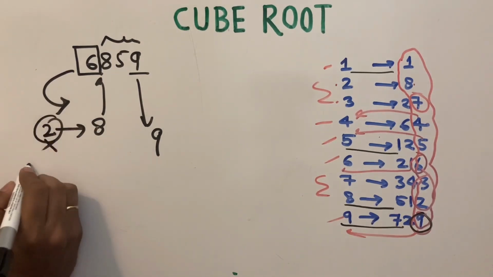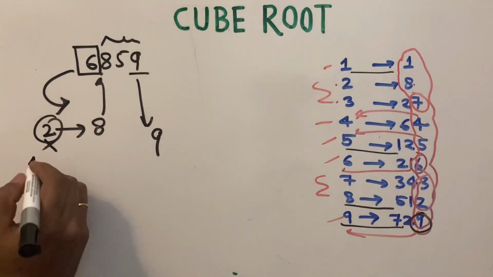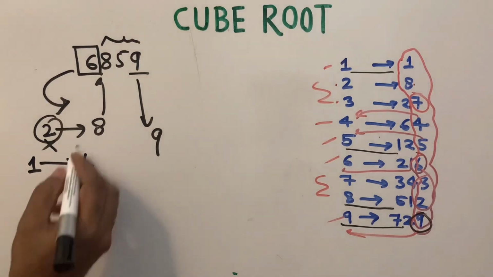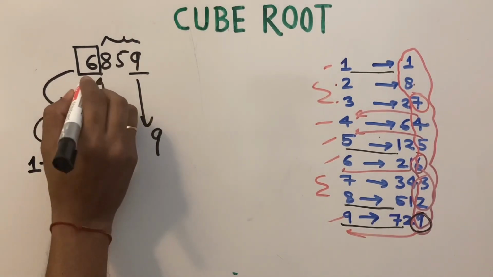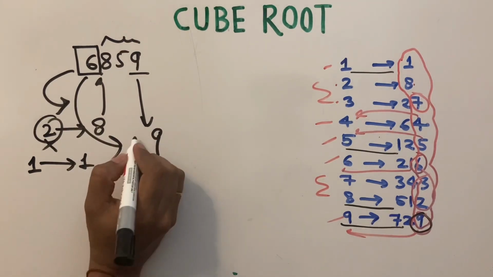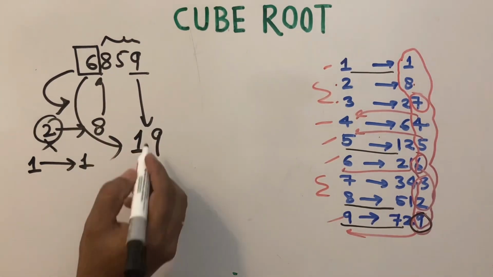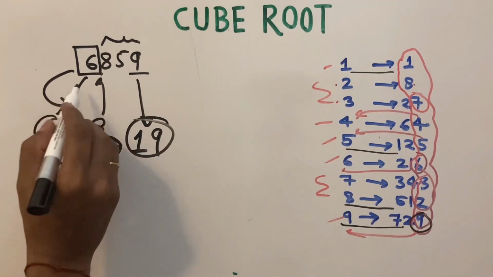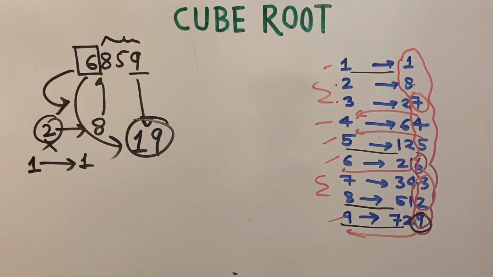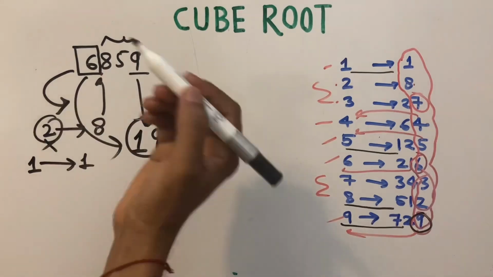So now try number 1. 1 cubed is 1, which is also smaller than 6. So the second digit of this cube root is 1. So 19 is the answer as the cube root of 6859. Now let's try another number.